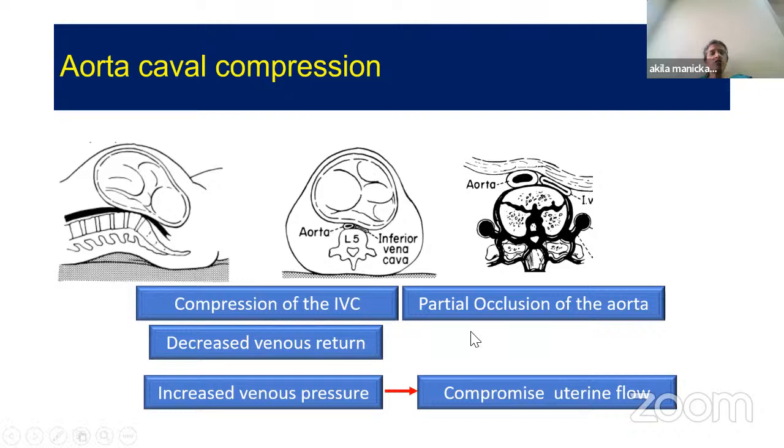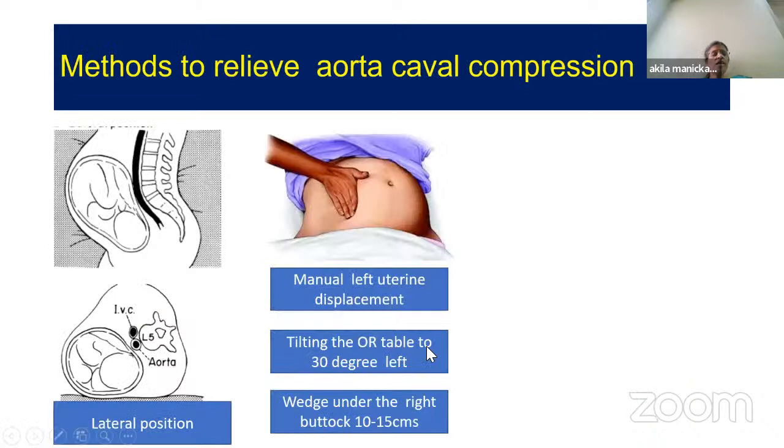We all tend to miss this. So it's very important that we transfer pregnant patients only in the lateral position, which is a very important take-home message. And how do we avoid this aortocaval compression? One method is to position your patient completely lateral when he or she is not anesthetized. This will relieve the caval compression, and automatically there is improved venous return and your symptoms get relieved.